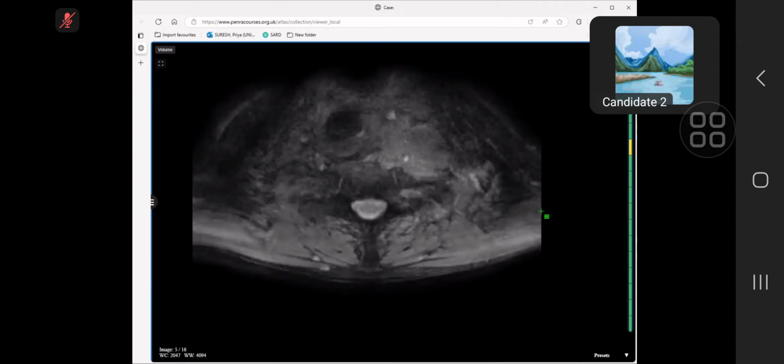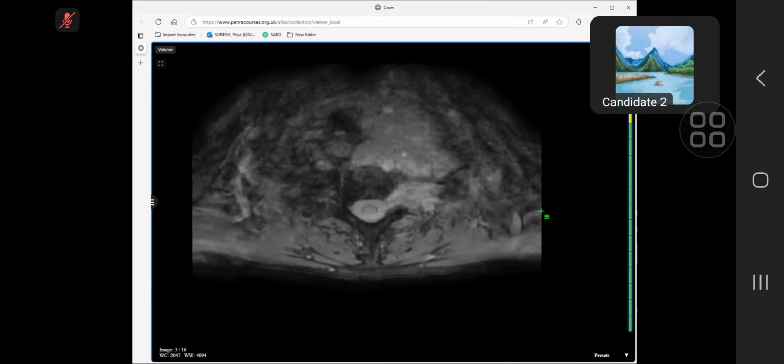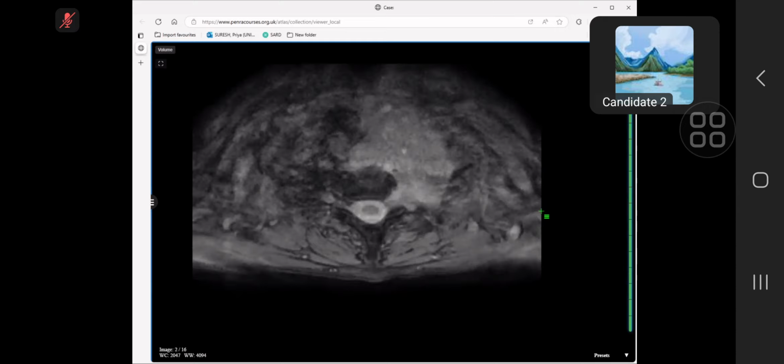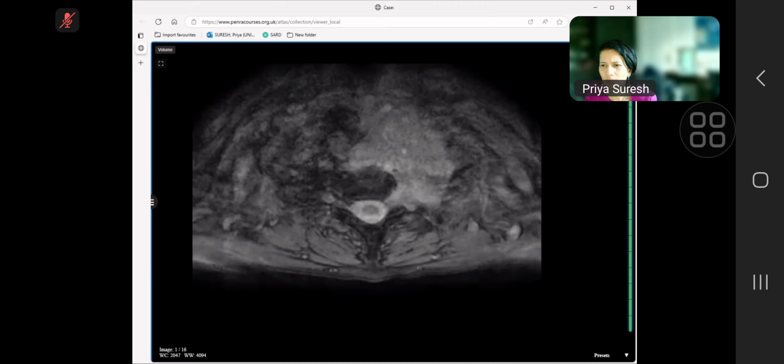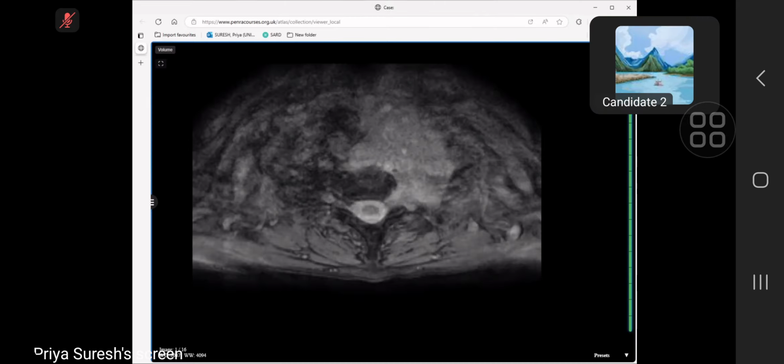In my routine practice I would like to see the flow voids of the adjacent vessels. It is encasing one or two of the arteries. I would like to see its relation with the vessels, and I will urgently communicate the findings because it can lead to vertebral collapse and cord involvement. Currently it is only involving the neural foramina and roots, but it can involve the cord further. So it should ideally be communicated as an emergency finding and referred to the MDT for management.